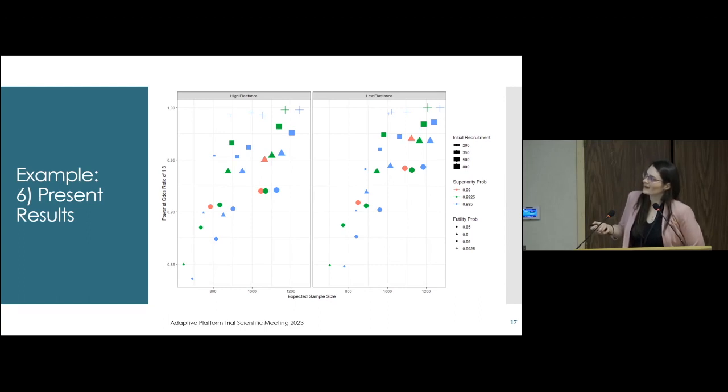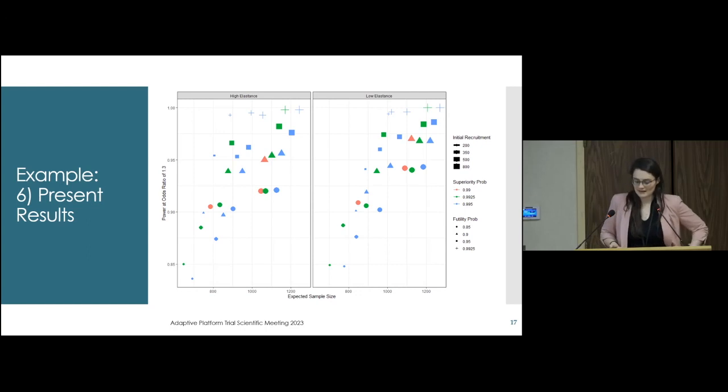And I believe we went for this blue square here, which is a superiority probability of 0.995, a futility probability of 0.95, and an initial recruitment of 350.